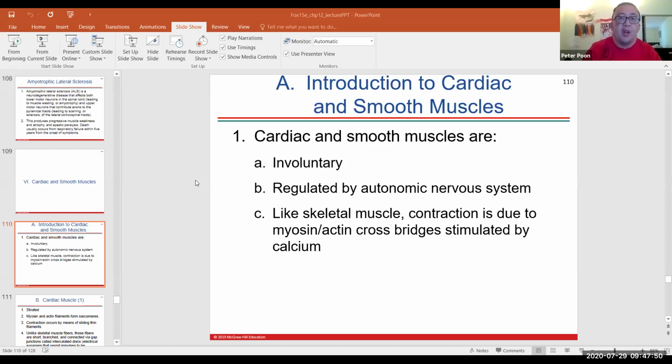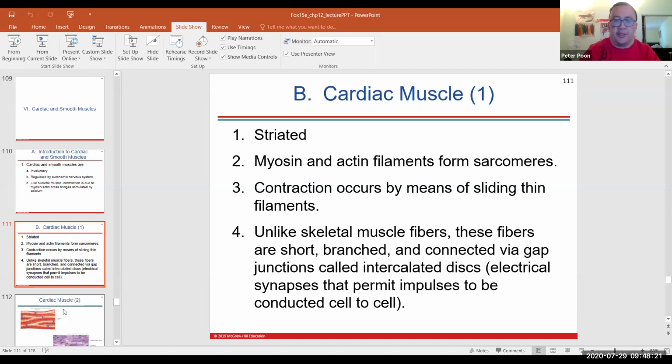So cardiac and smooth muscles. Cardiac and smooth muscles are involuntary. Like skeletal muscle, the contraction is due to myosin and actin and stimulated by calcium. So they all work the same way on that level. But in skeletal muscle, the regulation is very, very tight, and cardiac and smooth muscle is not. Especially smooth muscle. I'll explain why in a second.